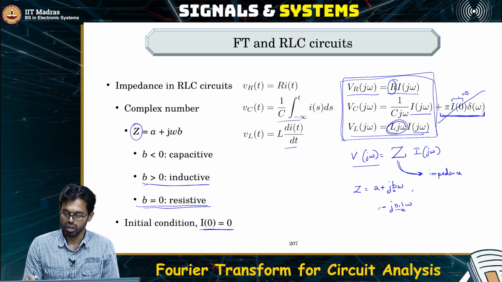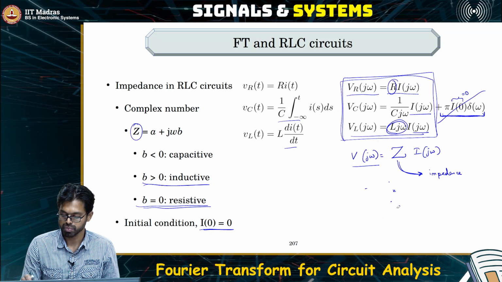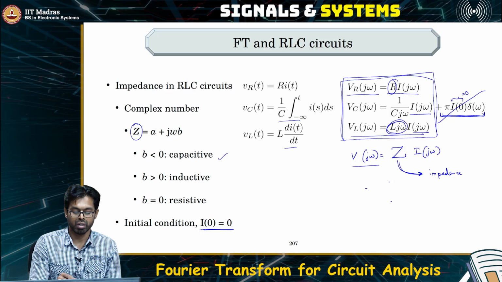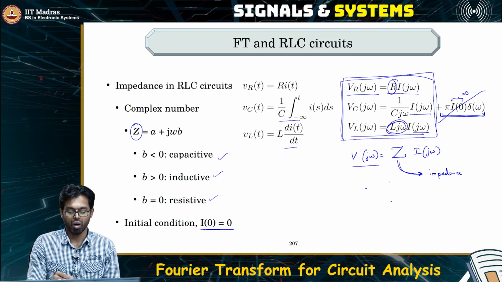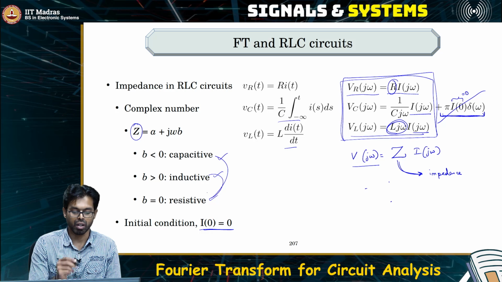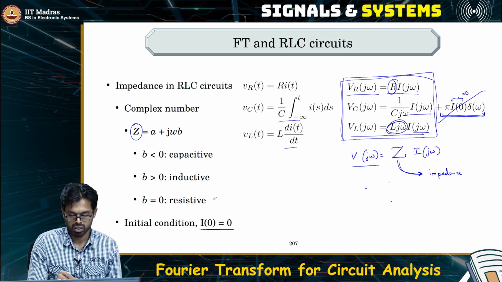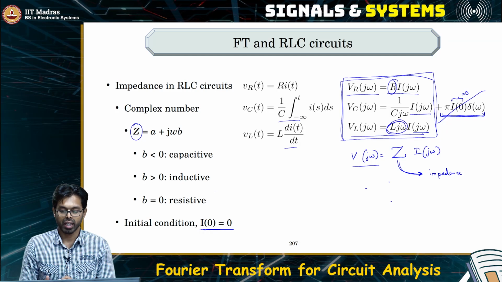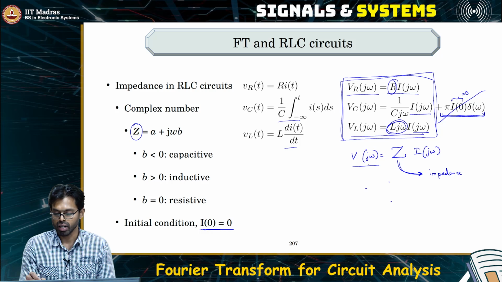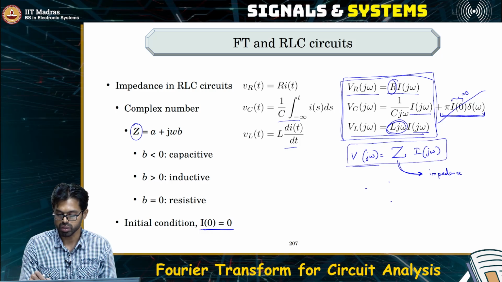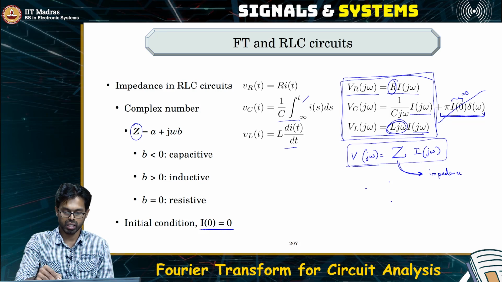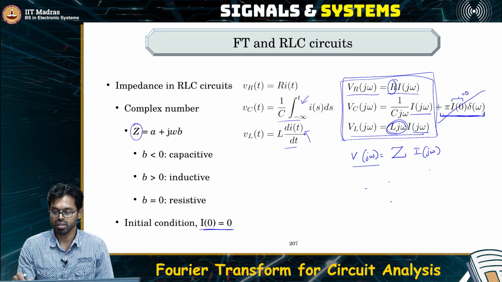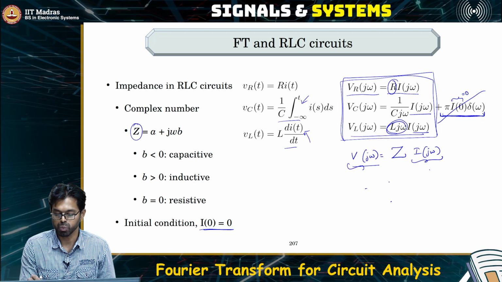So a simple complex number can denote whether the component is capacitive, inductive, resistive, or a combination of RC or RL. This is a very nice simplifying representation, because when you take the circuit and analyze it in the frequency domain, we are left with simple products. There are no more integrations, no more derivatives, just products. You just have to multiply a complex number with the current signal and you get the output voltage signal.